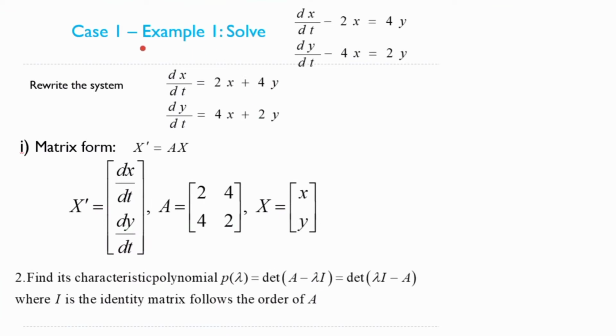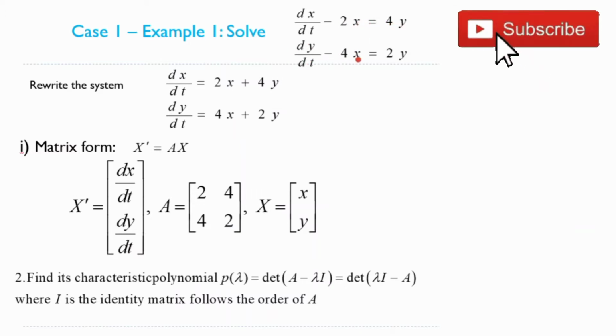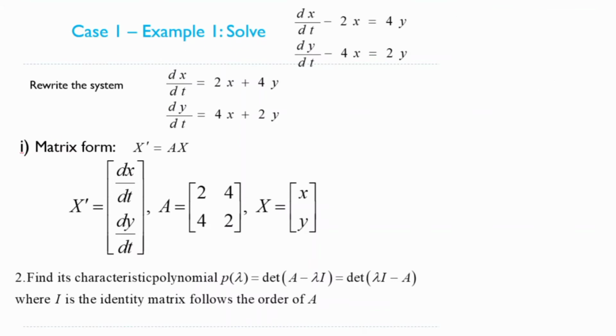Let us consider an example. Say dx/dt equals minus 2x plus 4y, dy/dt equals 4x plus 2y. Let us rewrite this system in standard form: dx/dt equals 2x plus 4y, dy/dt equals 4x plus 2y. Now we write this system in matrix form, so X prime equals AX. Here X prime is dx/dt, dy/dt, A is the coefficient matrix 2, 4, 4, 2, and X equals x and y.